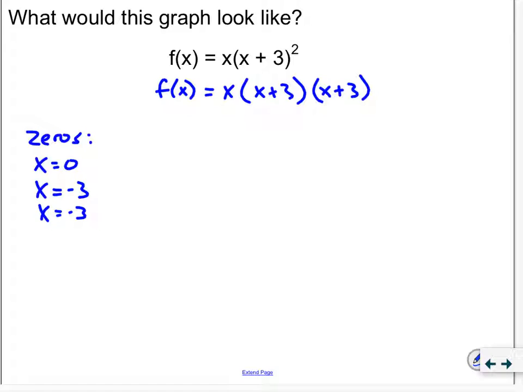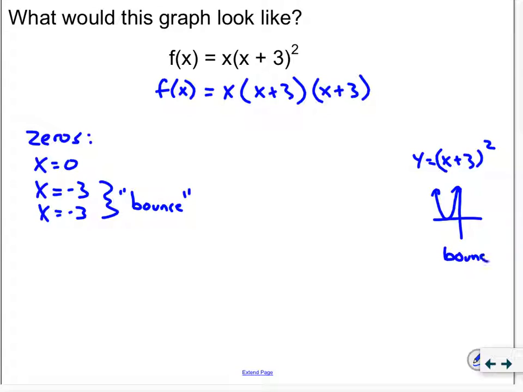So how does that affect our graph? What that's actually going to do is create what I call a bounce on the graph. And what you might remember in your transformations was that the x plus 3 squared, like if we graphed this one, moved over to the left 3, so that graph looked like that. There's my bounce. Right here is where my graph is bouncing off the x-axis. It goes down, touches it, and boing, goes back up.